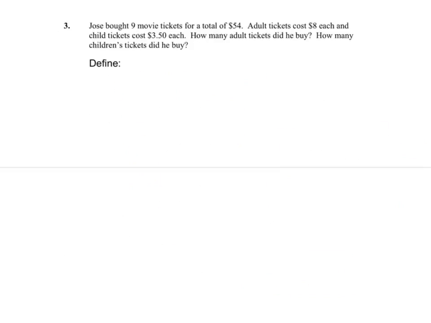All right, let's look at example 3. Jose bought 9 movie tickets for a total of $54. Adult tickets cost $8 each, and child tickets cost $3.50 each. How many adult tickets did he buy? How many children's tickets did he buy? So let's first identify and define our variables. Our adult tickets are our x value, and our y value is the children's tickets. So y is the children's cost.